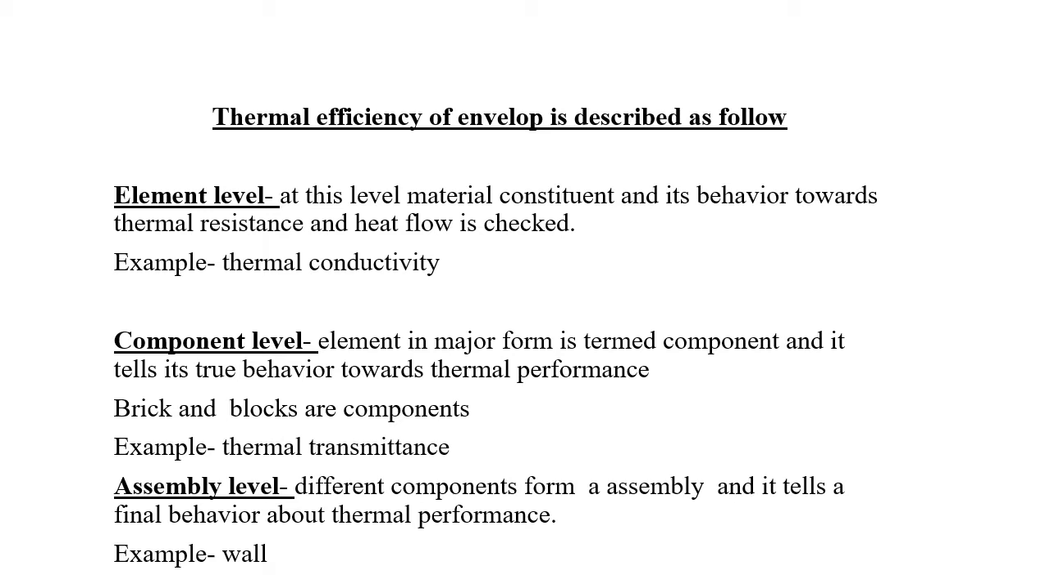And if we want to know at assembly level, like a wall made of window, wall, and many layers of insulating material including plaster, these different components form an assembly, and it tells the actual behavior of the thermal performance of a particular building and particular wall. So in component level, thermal transmittance counts, and thermal transmittance is the U value, and that's why we take the U value when we buy any material for a wall. And for thermal efficiency and thermal performance, we check the U value of that particular part.